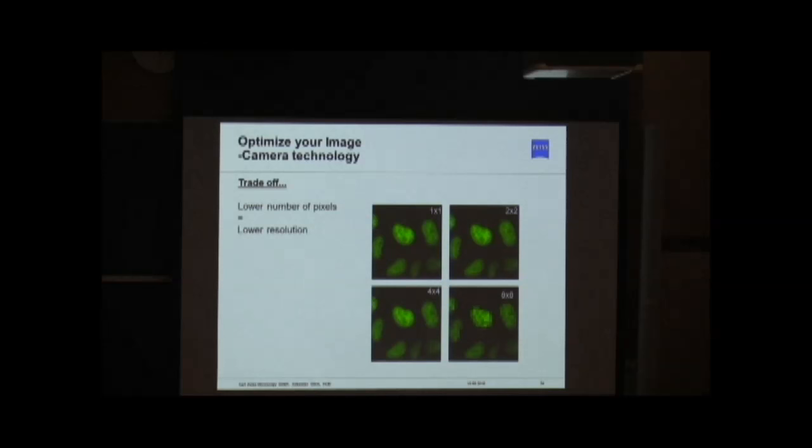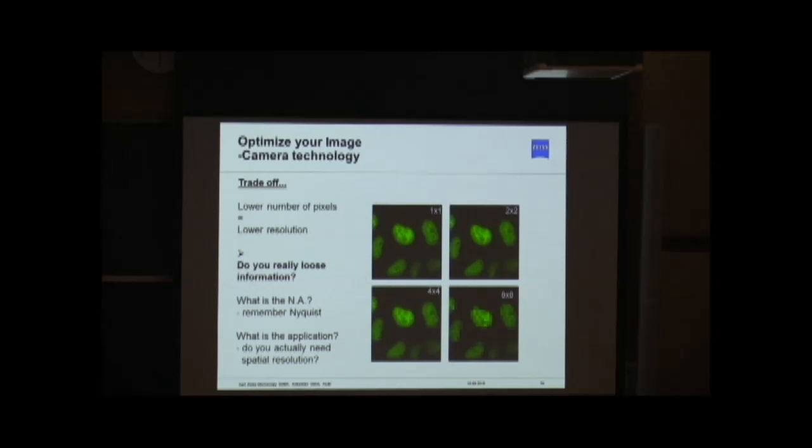However, there's also a trade-off. As I told you, it's all about optimizing your images. It's always kind of a compromise. So the compromise in this case is that if you lower the amount of pixels, you of course also lower the spatial resolution of your images. However, it's a question whether you really lose information when you lower the amount of pixels and have a lower spatial resolution. Because it could be that your primary goal in your imaging experiments is not to have the best spatial resolution, but, for instance, to have a very high temporal resolution.